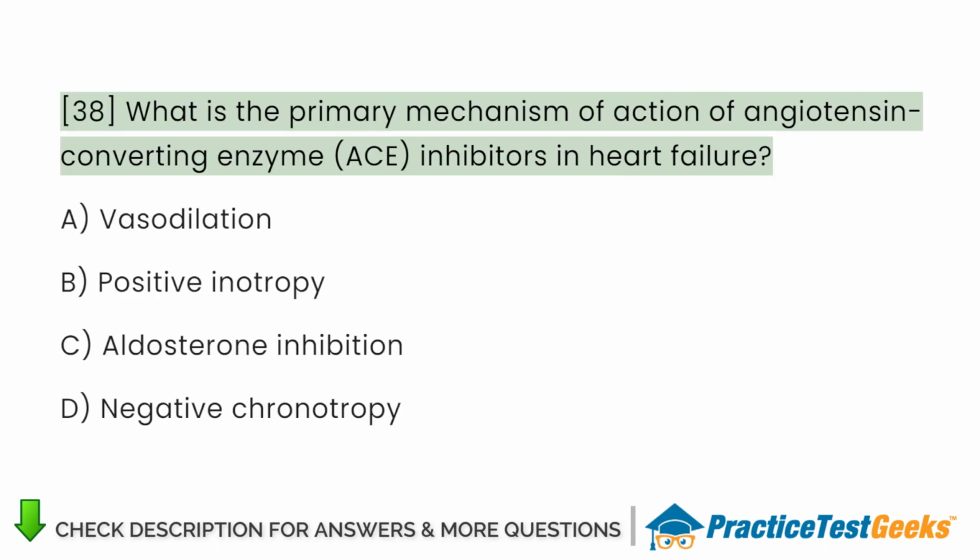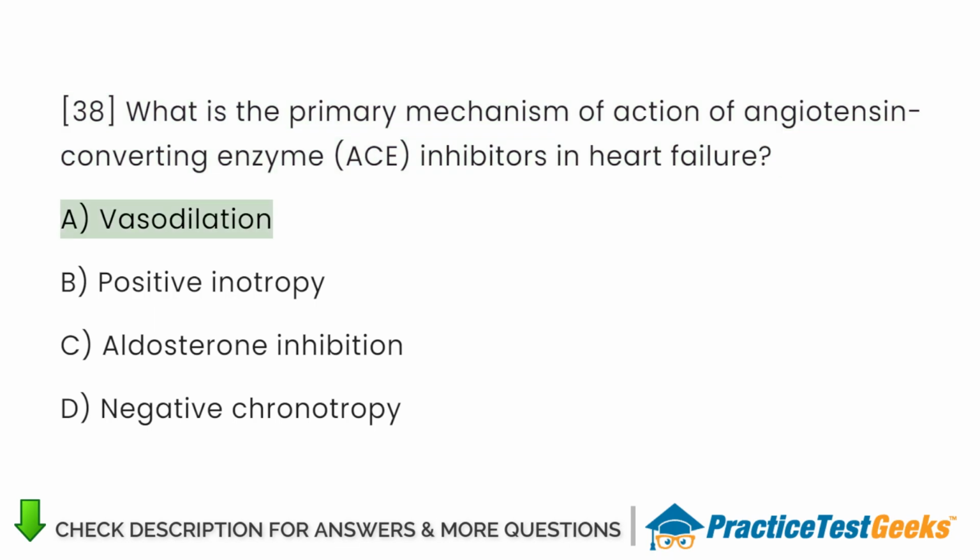What is the primary mechanism of action of angiotensin-converting enzyme (ACE) inhibitors in heart failure? A. Vasodilation. B. Positive inotropy. C. Aldosterone inhibition. D. Negative chronotropy.